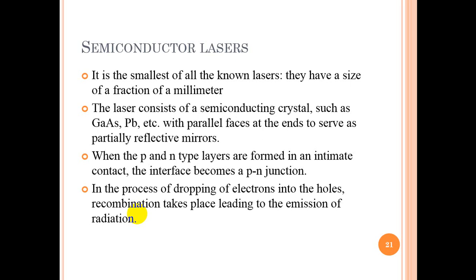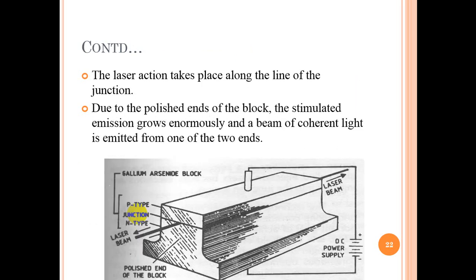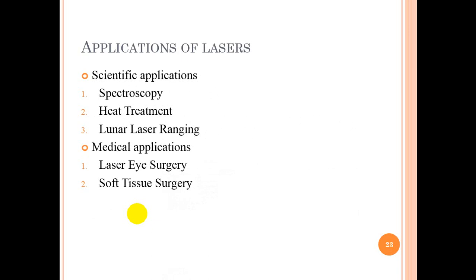When the P and N-type layers are formed in intimate contact, the interface becomes a PN junction. In the process of doping, electrons and holes recombine, leading to the emission of radiation. The laser action takes place along the line of the junction. Due to the polished ends of the block, the stimulated emission grows enormously and a beam of coherent light is emitted from one of the two ends.